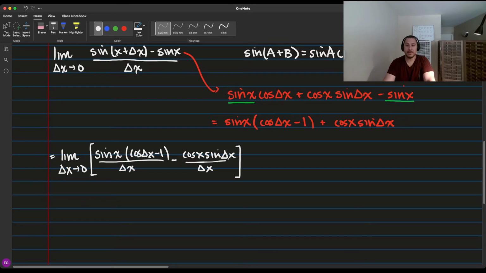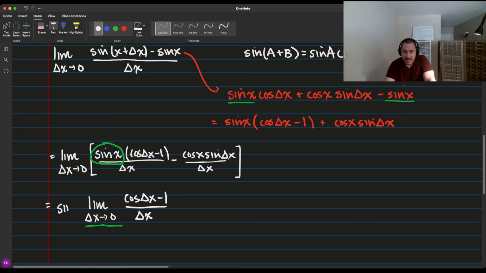So we can break this up into two separate limits. One of your limits is going to be the limit as delta x goes to 0 of cosine delta x minus 1 over delta x. Now, the delta x is the variable. Notice that this is sine of x. X is a constant because delta x is going to 0, so I'm going to be moving the sine x out in front.